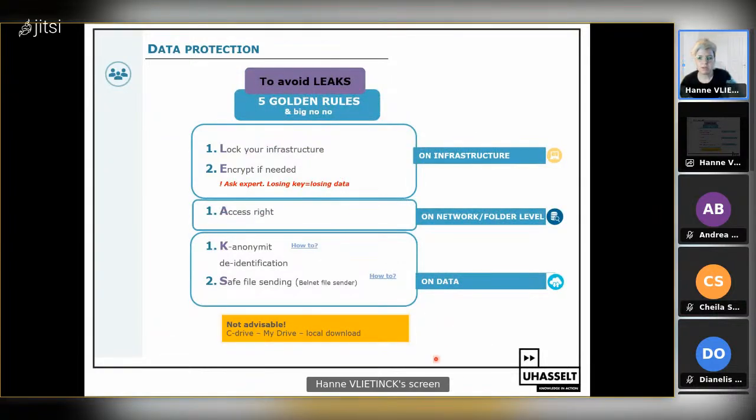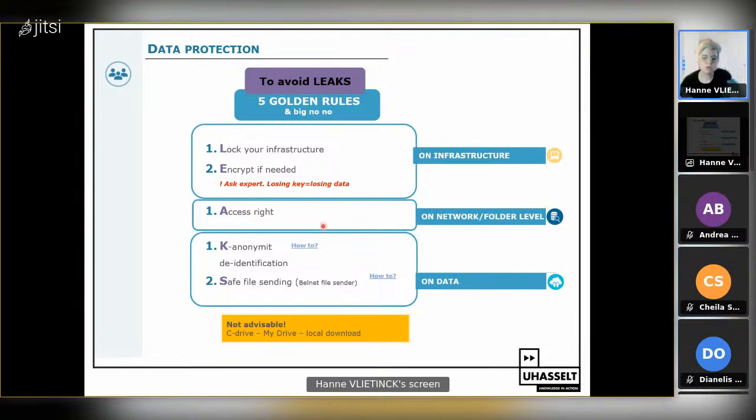To end the part on protecting data, I summarize 5 golden rules. Lock your infrastructure, if needed, but ask experts. Losing the key means losing data. So this is important, what you can do on your infrastructure.